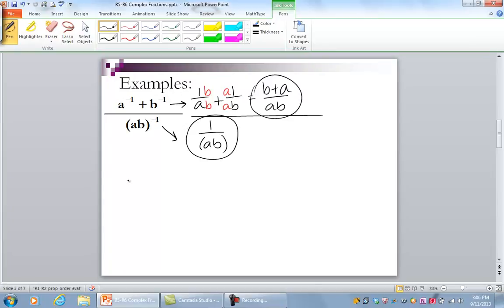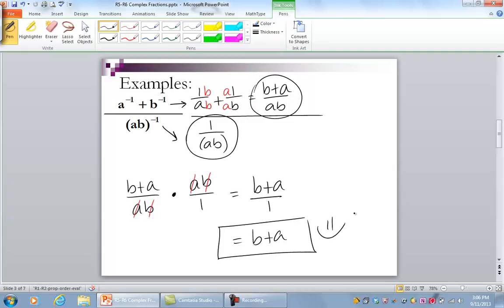Okay, so the top is the b plus a over ab, and we're going to flip the bottom and multiply. It ends up being ab over 1, and you can see what's going to cancel. The a's cancel, the b's cancel, and we are left with our final answer of b plus a over 1. Which you know is just b plus a.